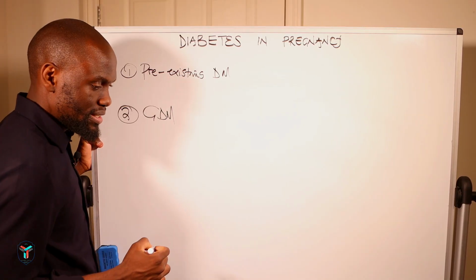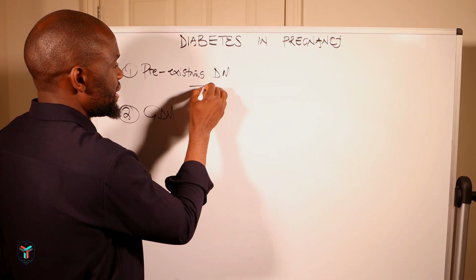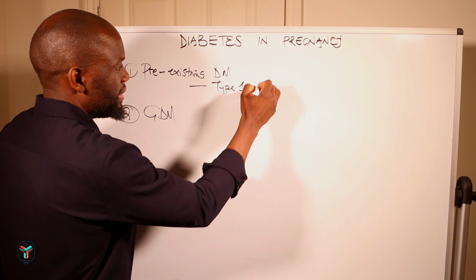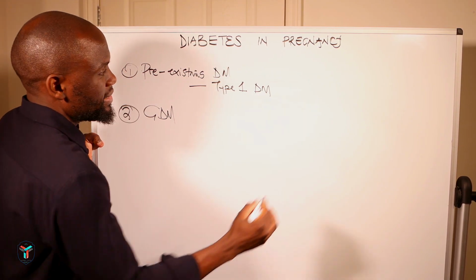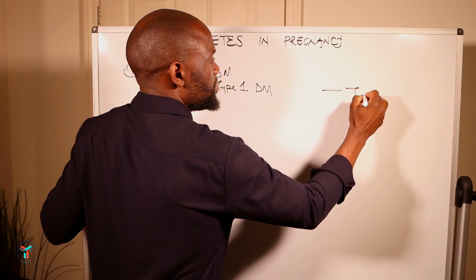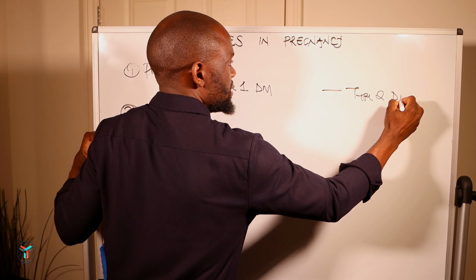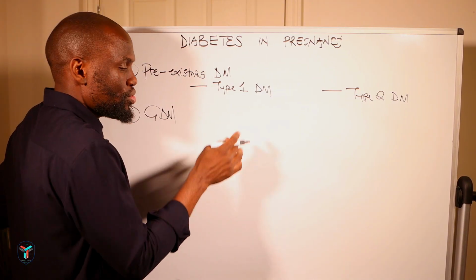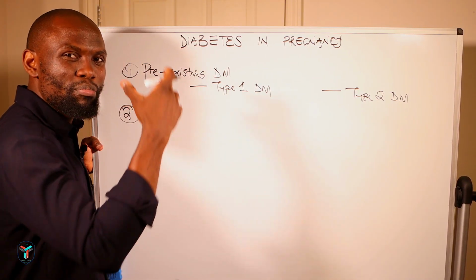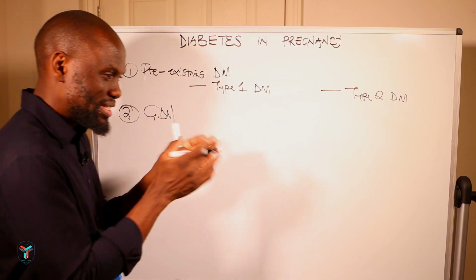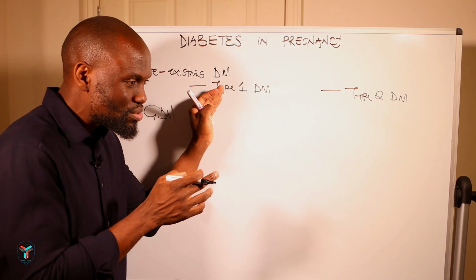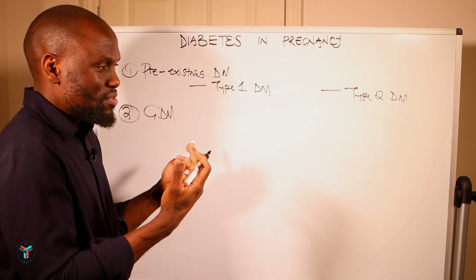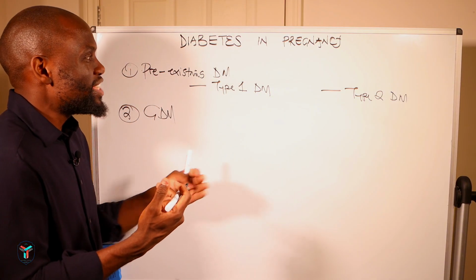With pre-existing diabetes mellitus, you either end up with what we refer to as type 1 diabetes mellitus, and then you also have type 2 diabetes mellitus. Now, type 1 diabetes mellitus comes in where you have problems of insulin not being produced. It means that the cells that are supposed to be producing the insulin to utilize the glucose and send that glucose for action within the cells are not there.